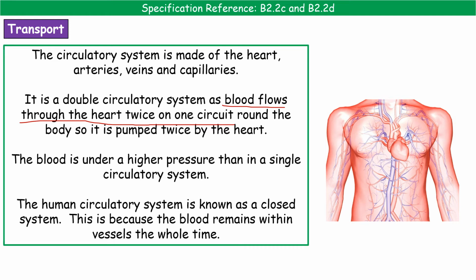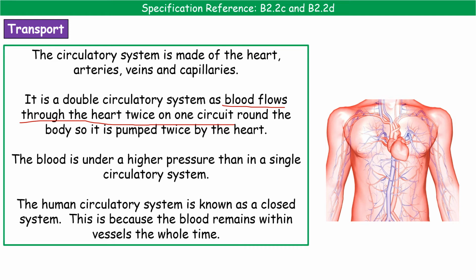This has some key advantages. The one that we're going to focus on is all to do with pressure. What it means is that we can actually have blood under a higher pressure in that double circulatory system than in a single circulatory system. That means that we can actually move the blood around the body more efficiently when we're talking about this larger size body.